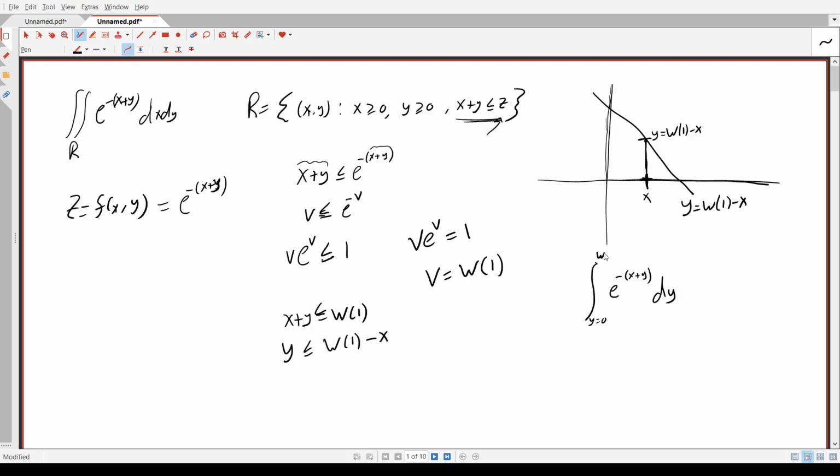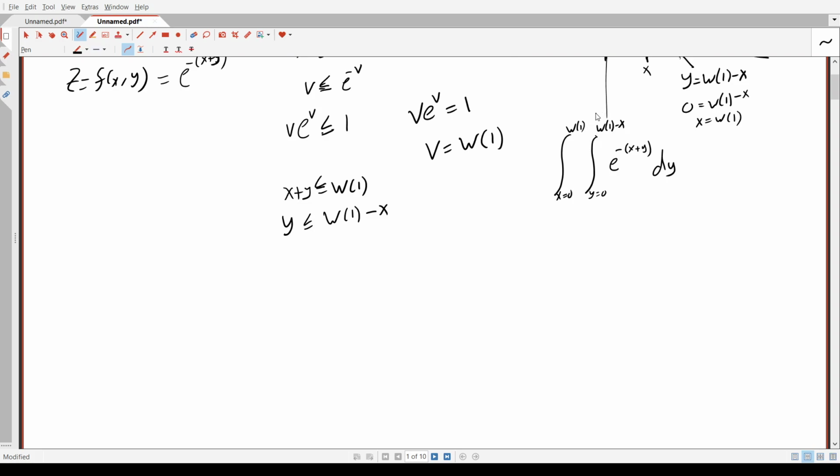So this is the line W of 1 minus x, and that's what I want to integrate from here to here. Okay, so I don't know what that is. I need to solve it, but I know this is going to start at x equals 0, and here, well, this is the line y equals 0, so if y equals 0, we know that W of 1 minus x equals 0, so that tells me that x equals W of 1, so this is W of 1. Right, so that's this point right here.